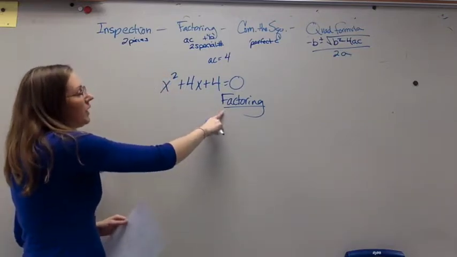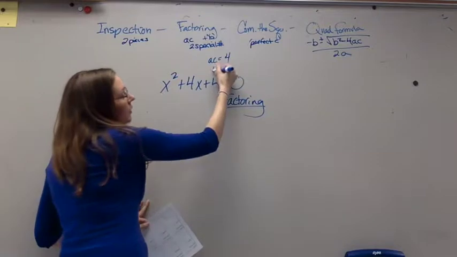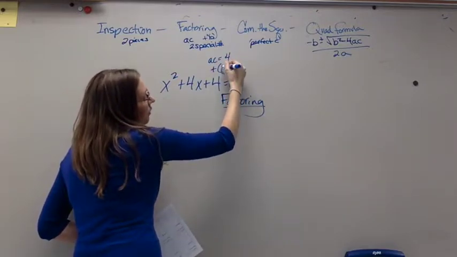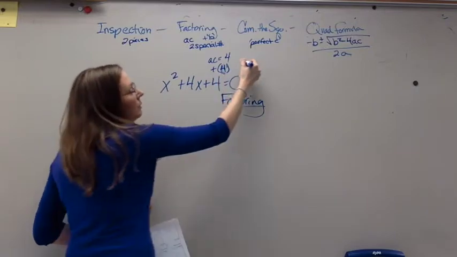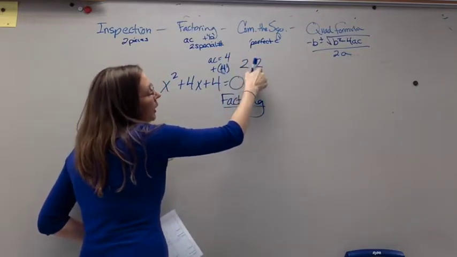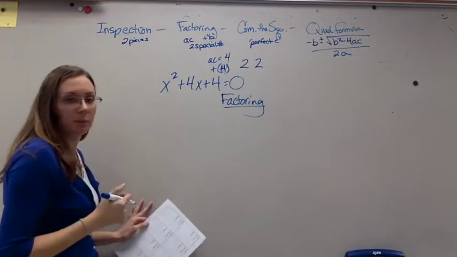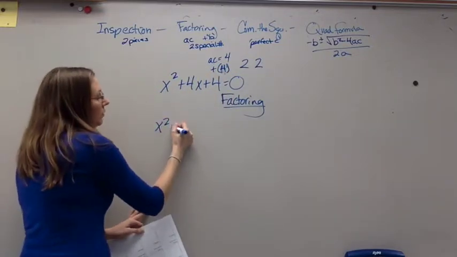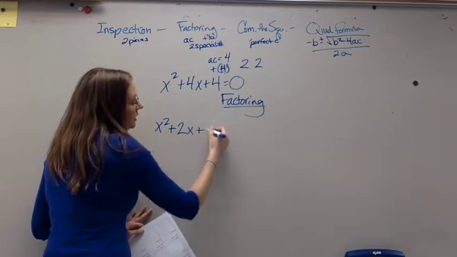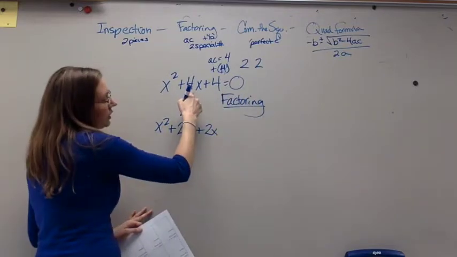So if we're factoring, I do my a times c. I want 2 numbers that add to my b, which is going to be 4. Okay? And those 2 numbers are 2 and 2. 2 times 2 is 4. 2 plus 2 is 4. It works. So I'm going to rewrite my whole equation in 4 pieces, using this and this as my middle chunk instead of 4x.